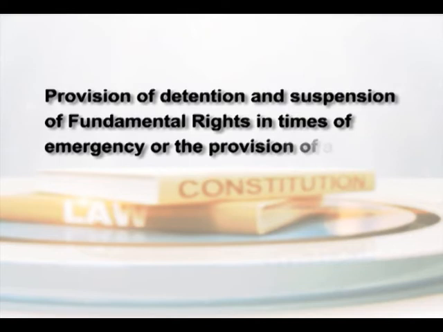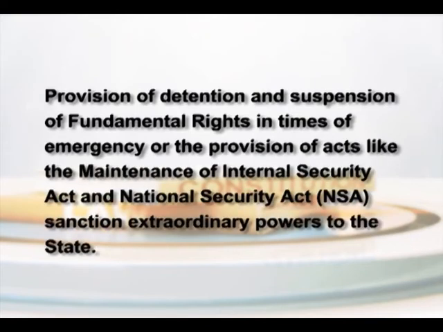The provision of preventive detention and suspension of fundamental rights in times of emergency, or the provision of acts like the Maintenance of Internal Security Act (MISA) and the National Security Act (NSA), are the means to disregard fundamental rights, because they sanction extraordinary powers to the state for fighting internal and cross-border terrorism and political violence. But the government and the ruling party, as well as the opposition, must ensure that these provisions are not used out of any political ill will.